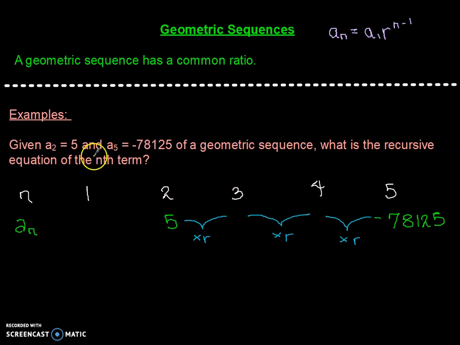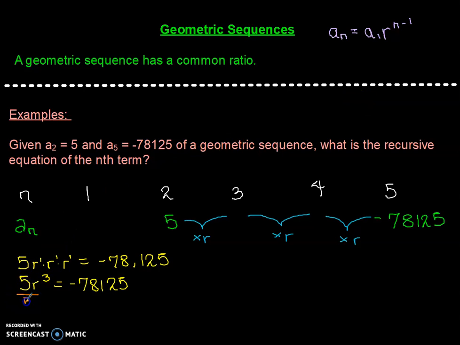if you remember, we added for an arithmetic sequence, so for geometric, we're multiplying by r. So 5 times r times r times r would give me the fifth term, which is negative 78,125. So r times r times r, remember when you're multiplying like bases, you add their exponents. So this would give you 5r to the third power equals negative 78,125.